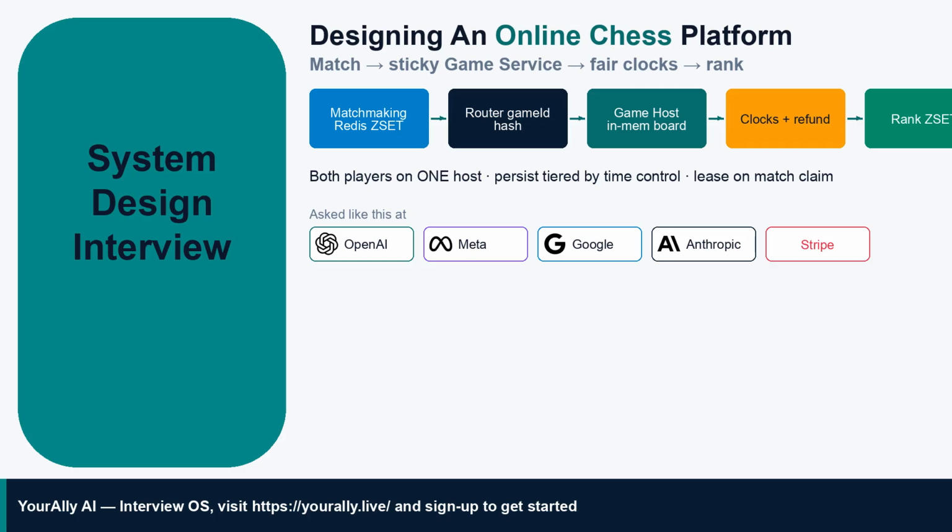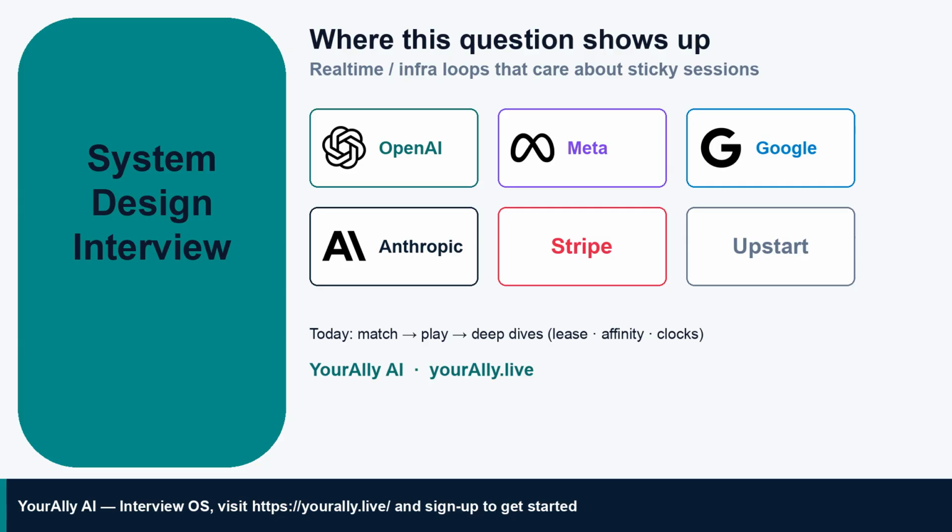Let's lock requirements. One more beat on why this interview is deceptive. Candidates hear chess and start drawing a CRUD app with a leaderboard table. Interviewers hear chess and want to know whether you understand sticky real-time state. Can both players find the same memory? Can the clock stay fair when networks are not? Can matchmaking survive contention without double booking a human? Those are the questions that separate a mid answer from a staff answer.